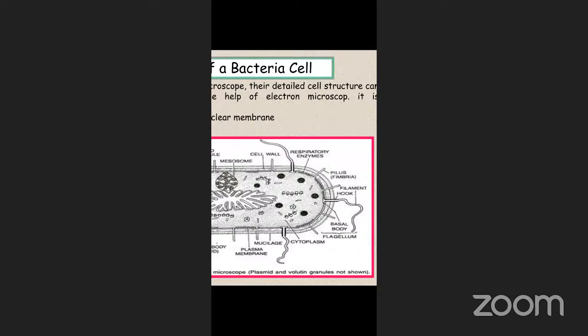In addition to the pili, there is a special type of pili known as sex pili. The sex pili serve as a passage for the entry of DNA from the donor bacterial cell to the recipient bacterial cell. This will be discussed in the reproduction of bacteria. So what is the function of pili? We will discuss it in the reproduction of bacteria.